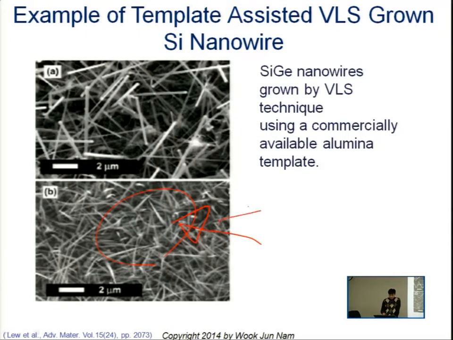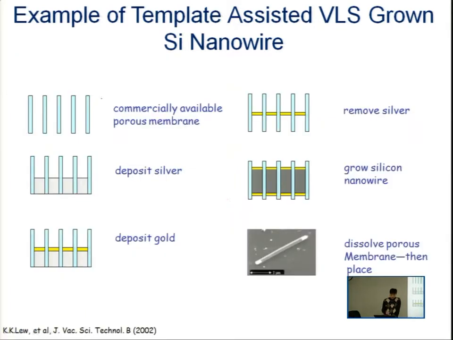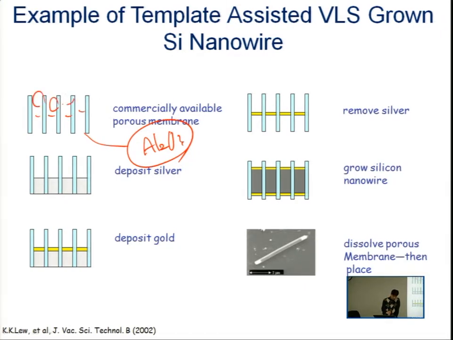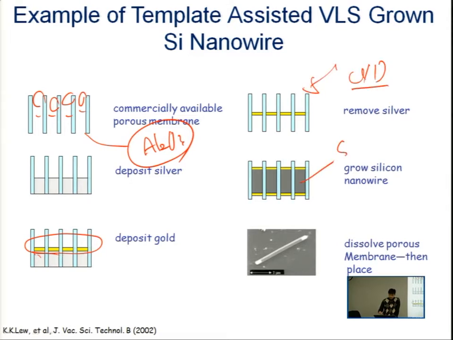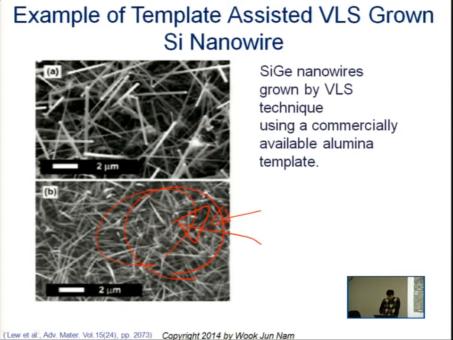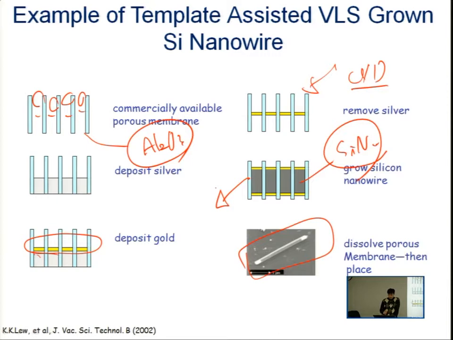To improve this random positioning, people use a template. In this example, people use an alumina template, which has a very narrow distribution of pore size. In this case, people put the catalyst materials in the middle, and then during the CVD process, grow the silicon nanowire. Using that way, people can avoid this very messy growth. But as we remove the alumina template, the grown nanowires also present as a very complex mixed paste.